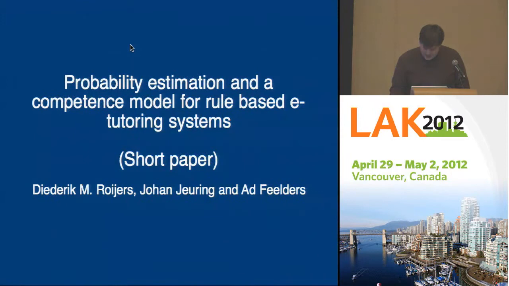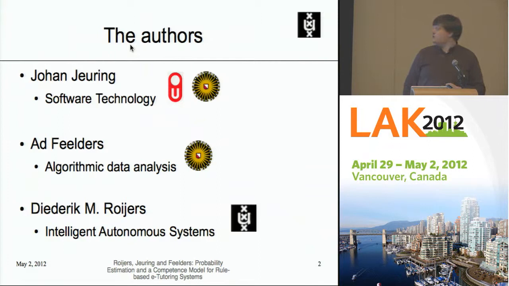First, I wish to introduce the fellow authors who are sadly not here. Johan Jeuring is the principal designer of the e-tutoring system that we got our data from. Art Feelders is in the algorithmic data analysis group, and I am currently at the University of Amsterdam, where I do intelligent autonomous systems. When I was doing this research, I was a teacher in vocational education, higher education, while doing my master thesis, which is what this paper is about. This has a very positive effect, that is that there is a 130-page document which contains a lot more information than the 4-page paper.